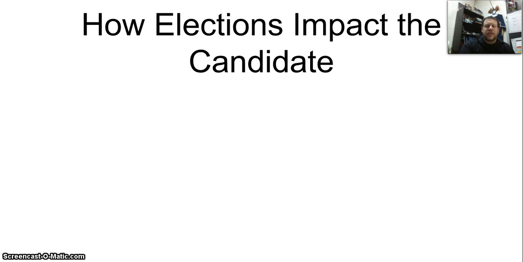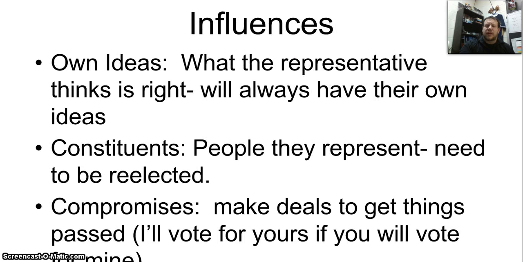So how do elections impact the candidates? What do the candidates do in the election? First off, they're influenced. Obviously, candidates are going to say what they think is right. They're always going to have their own ideas, whether it be Bernie Sanders with healthcare and free college, or Donald Trump building a wall and so on. Their own ideas are there. Those have to follow the ideas of other constituents. Constituents are the people they represent.